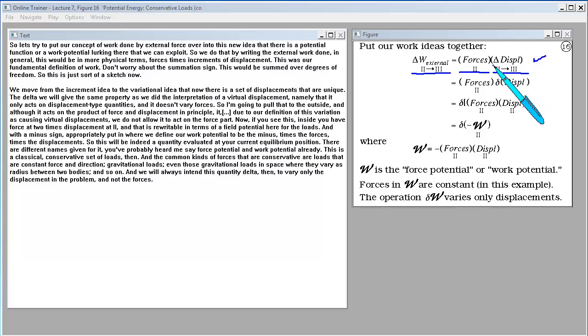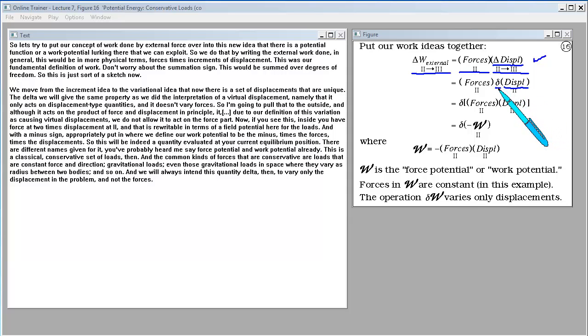We move from the increment idea to the variational idea that now there is a set of displacements that are unique. The delta, we will give the same property as we did in the interpretation of a virtual displacement, namely that it only acts on displacement type quantities and it doesn't vary forces.